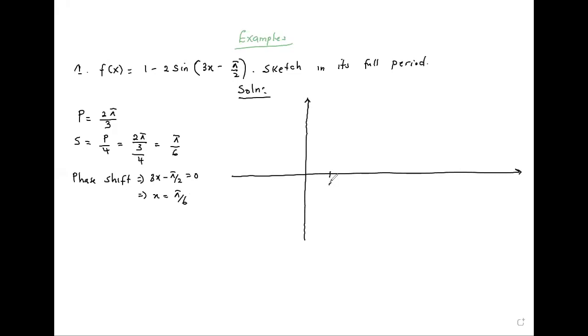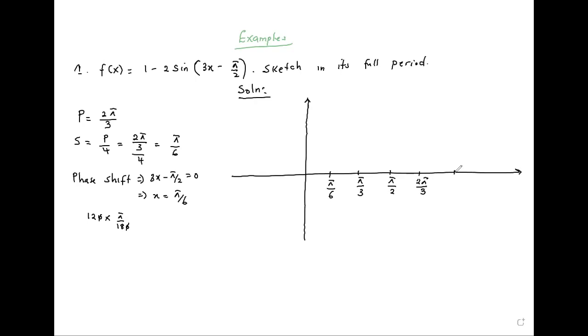So start from the shift, pi over 6. So pi over 6, that is 30. We add pi over 6, meaning another 30. We'll get 60, which is pi over 3. 60 plus 30, we'll get 90, which is pi over 2. 90 plus 30, we'll get 120. Now 120 in radians, we get 2 pi over 3.